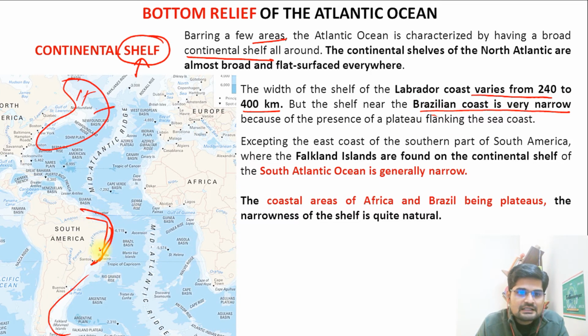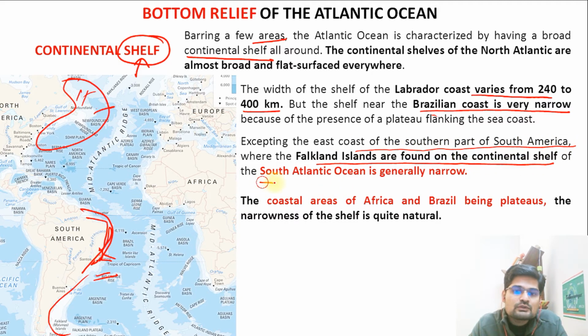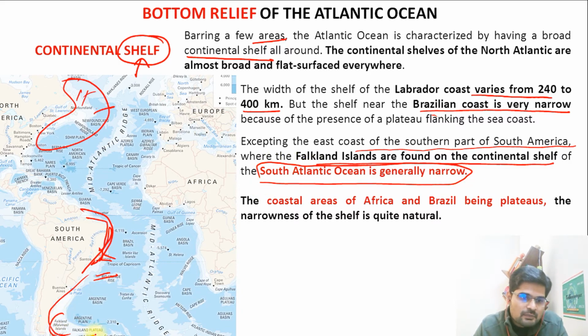Now this is the narrower portion. You don't have a shelf area if you look into this image particularly, right? Then excepting the east coast of the southern part of South America, where Falkland Islands are found on the continental shelf, the South Atlantic Ocean is generally narrow. So remember, apart from this southern part, there is Falkland Plateau. Mostly you will find, because it is an entire plateau area which is there on the edge, so you don't have an extension of the shelf. So that is important to remember.